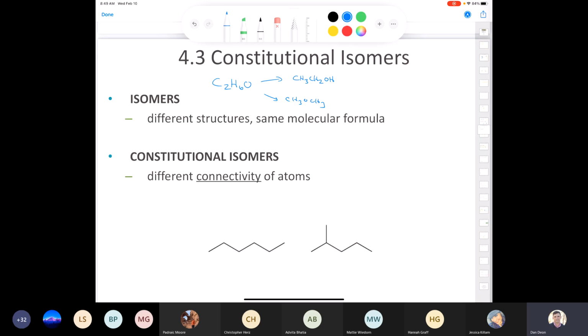If you look at these two compounds here, these are both C6H14, right? They both have the same molecular formula. This compound is hexane, right? You memorized that this morning. This one, if we go 1, 2, 3, 4, 5, this would be 2-methylpentane, right? So they are different compounds, different IUPAC names, different physical properties. Very different compounds, different connectivity of atoms. So it's important that you understand the difference between isomers and constitutional isomers.